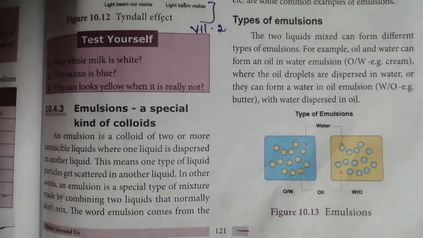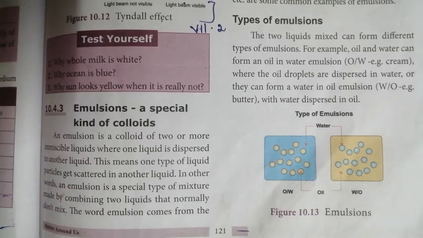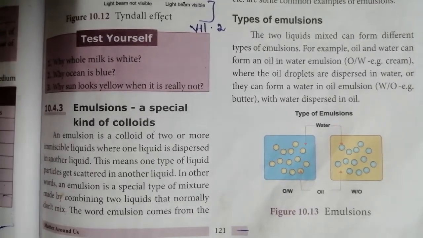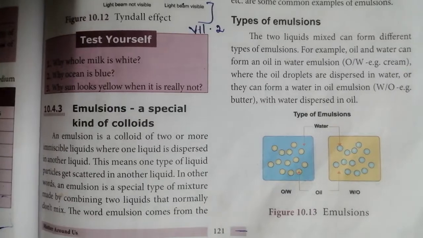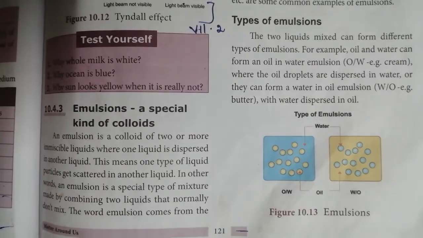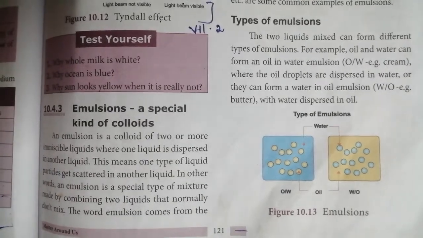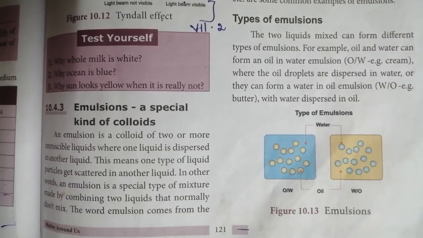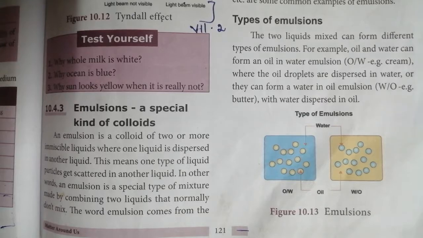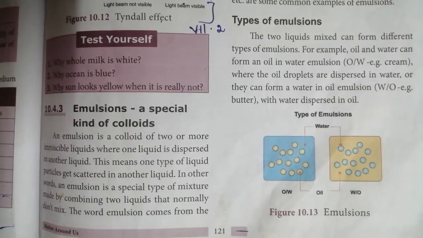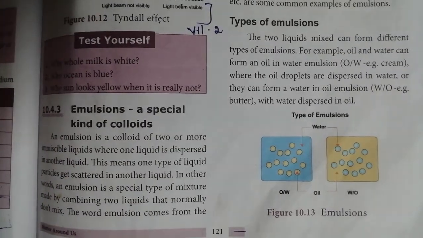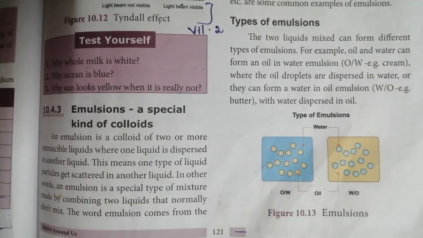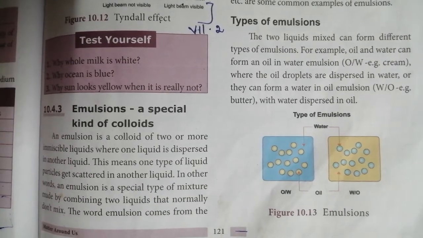So you know emulsion is a colloidal substance. Here, immiscible liquids. What is the meaning of immiscible? You know, right? Both are liquids, but both will not mix together, like oil with water and alcohol with water. These are examples for emulsion, immiscible liquids.